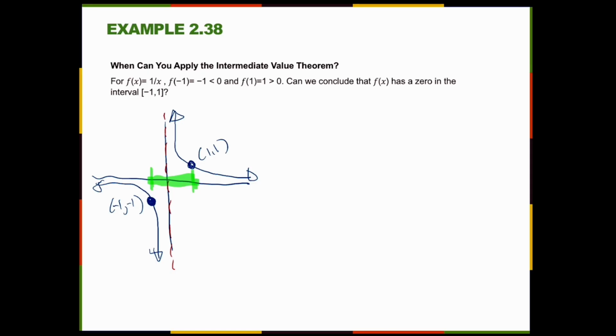So this is a key point that the function has to be continuous on the interval that is in question in order for you to draw any conclusions using the intermediate value theorem.